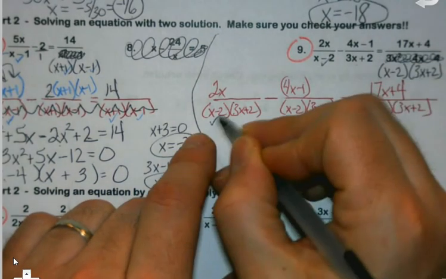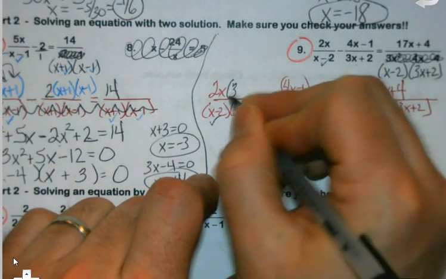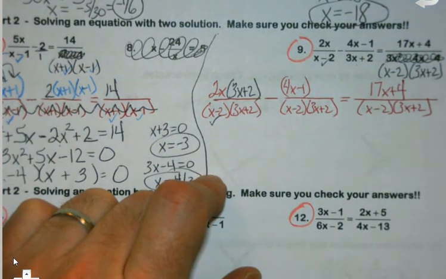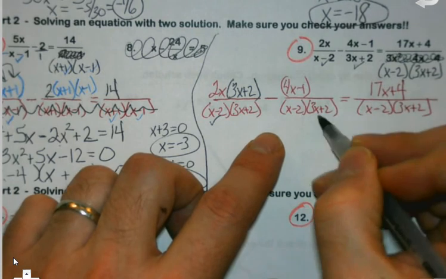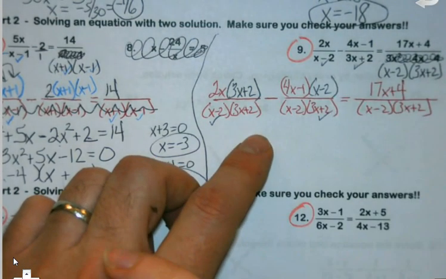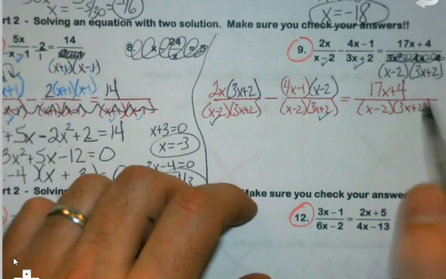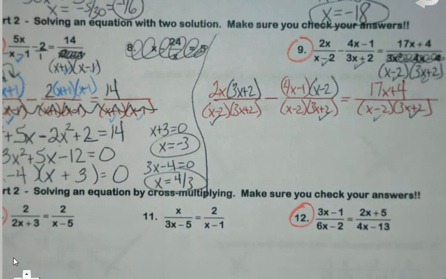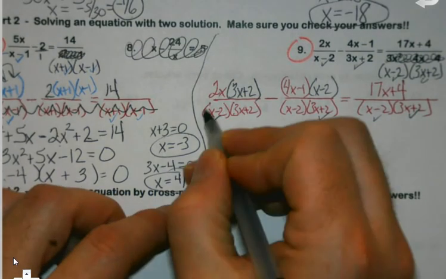Got the x minus 2. Need the 3x plus 2. Got the 3x plus 2. And yes, Blake, to answer your question, yes, we are going to need to FOIL this time. And I have everything in the last one.